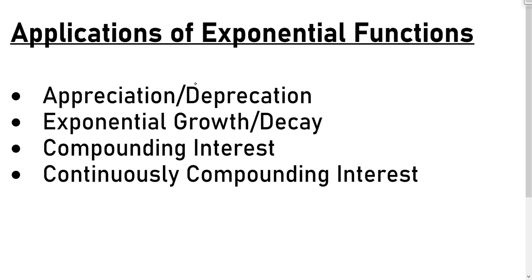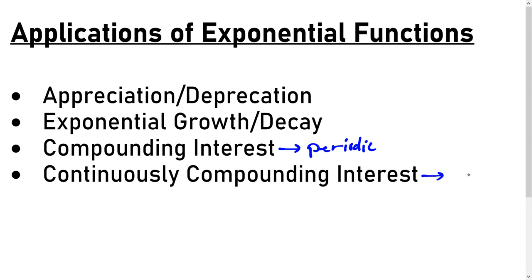So appreciation and depreciation. Hopefully we've heard those words before, and we know that when things appreciate, they gain value, and when things depreciate, they lose value. That goes along with exponential growth and decay, where it's getting larger or getting smaller. Compounding interest, that is what we call periodic. So periodically compounding interest. You're going to come across certain words and phrases that mean different things. We'll talk about that in a minute. And then you also have continuously compounding interest.